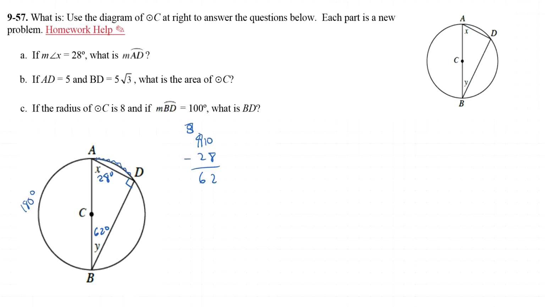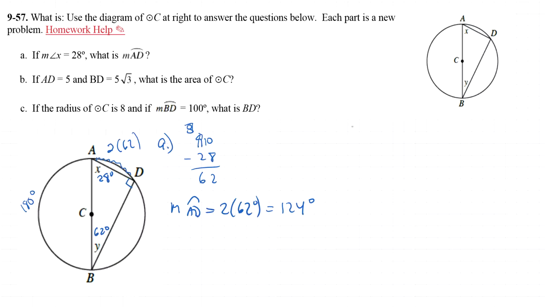And so then we know this is an inscribed angle, ABD is inscribed. So this arc here has to be 2 times 62. So the measure of arc AD equals 2 times 62 degrees, which is 124 degrees. Okay, and that is A.